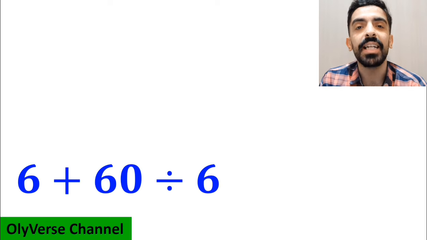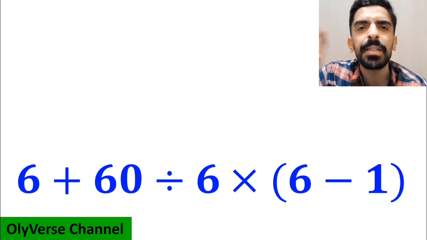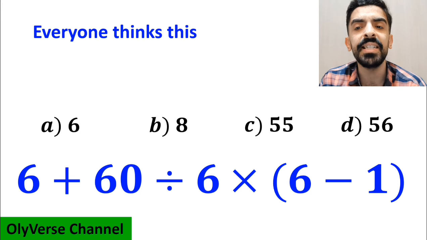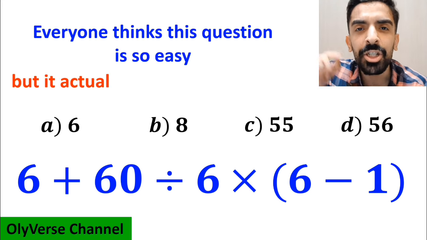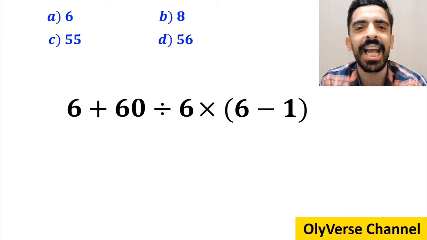What is the value of the expression 6 plus 60 divided by 6 times (6 minus 1)? Which option do you think is the correct answer to this question? Everyone thinks this question is so easy, but it actually tricks a lot of people. Let's break it down and solve it together.